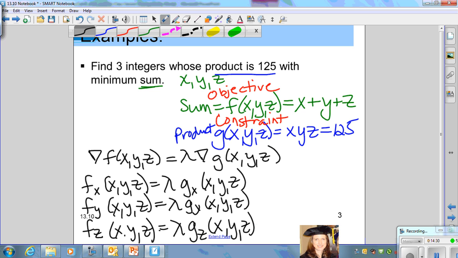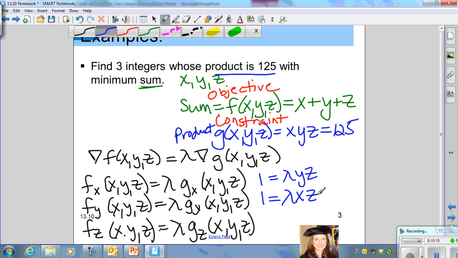So when we find those partial derivatives and set them to be equal, the partial derivative of our objective function with respect to x is going to be 1. Treat x as a variable, y and z as constant. That has to equal a multiple times the partial derivative of our constraint with respect to x. Treat x as a variable and y and z are constant, so that's going to be 1 is equal to lambda times y times z. Take the partial derivative of the objective function with respect to y, and that partial derivative is going to be 1. That's going to equal a multiple of our partial derivative with respect to y of our constraint. Treat y as a variable and x and z as constants.